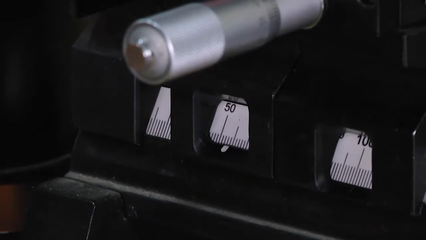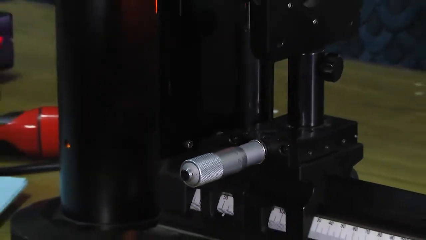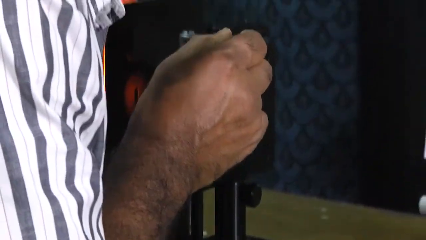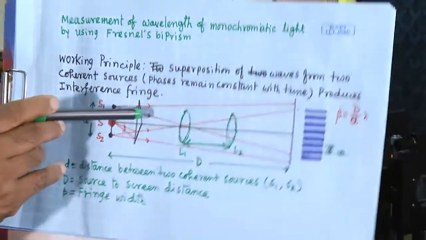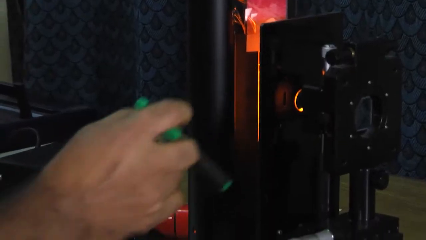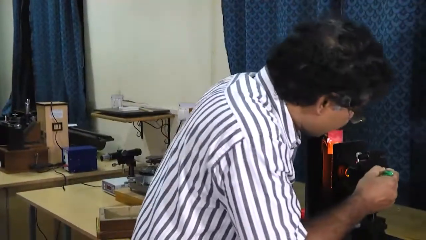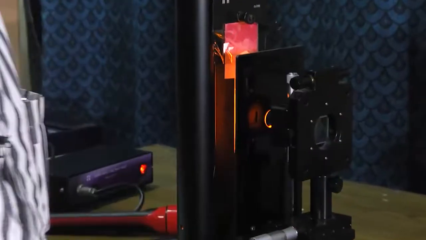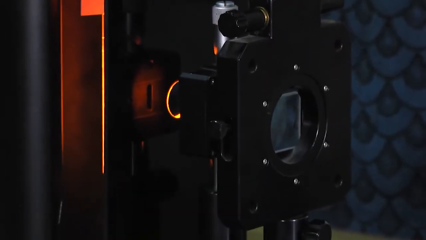Now, this is basically the bi-prism. You can see this bi-prism here, this edge. There is an edge of the bi-prism, as I showed you. So, this edge you can see here. It's like this. This is the bi-prism we have placed in front of the slit source.